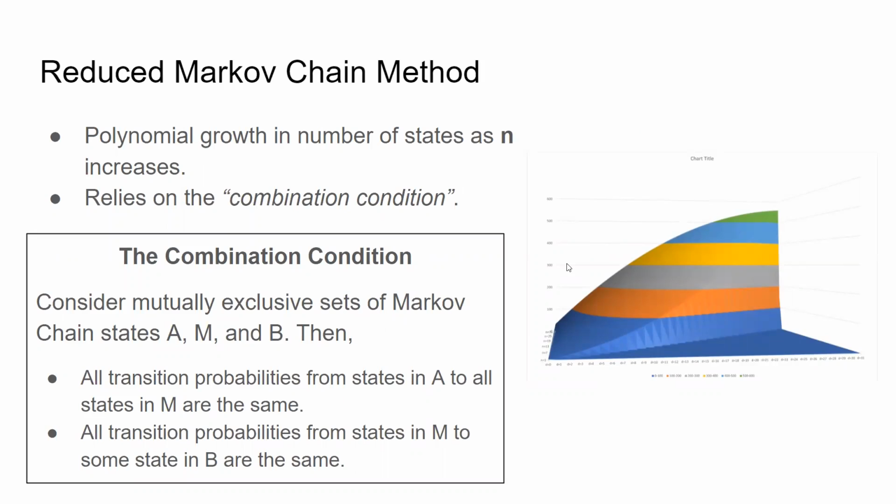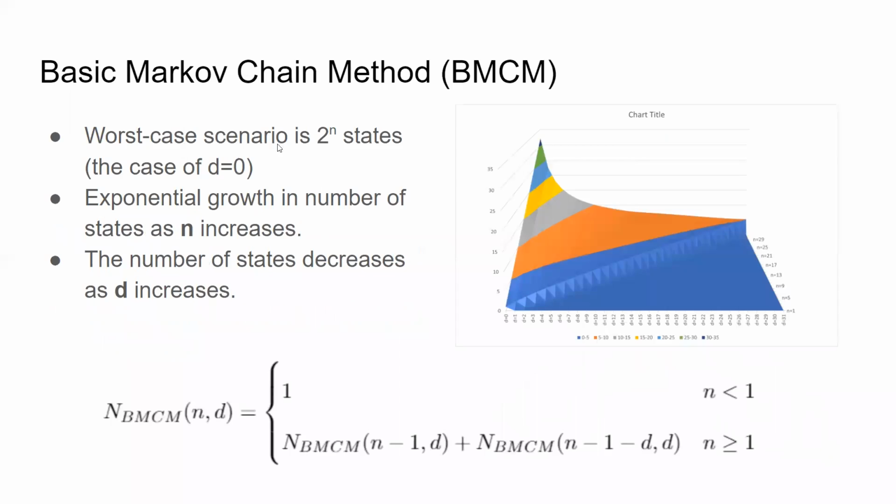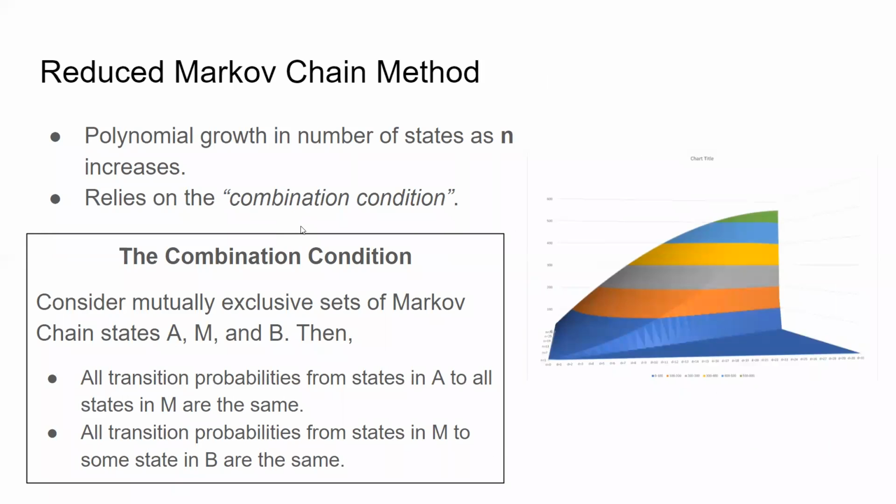And now we have this reduced Markov chain method, which is something I designed in order to address the fact that this BMCM has exponential growth in the number of states as n increases. So here, we try to reduce this to polynomial growth in the number of states as n increases. And we do this by relying on something I call the combination condition, which basically allows you, as long as we have these sets of Markov chain states, if we can find A, M, and B that fulfill these conditions, then you could just take all the states in M and combine them all into one state.